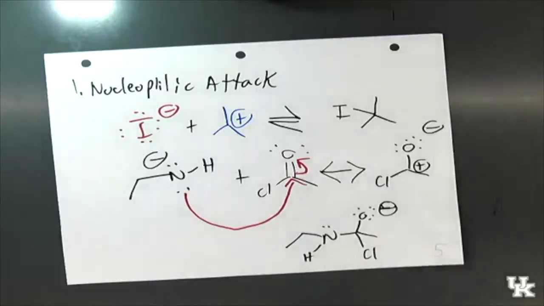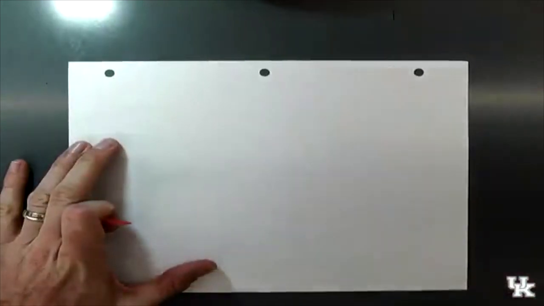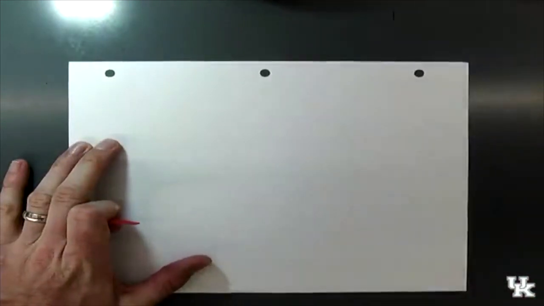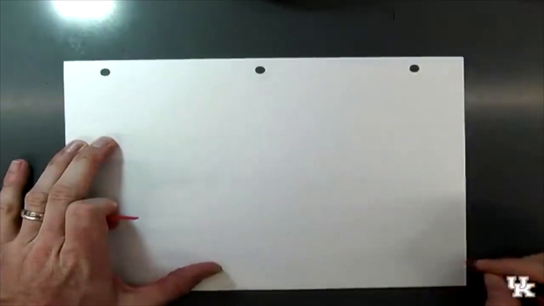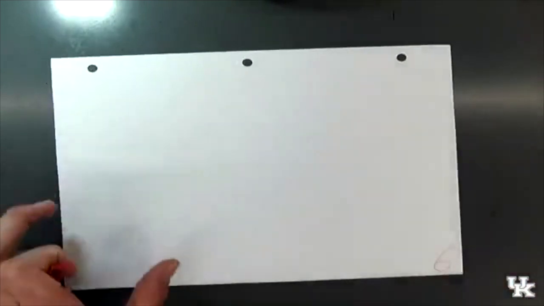The second mechanism we have is called loss of a leaving group. What was that, 5? I think it was, yeah. Okay, so this will be 6. Great. Okay, so this mechanism is called loss of a leaving group.